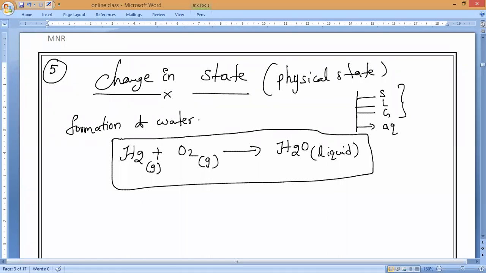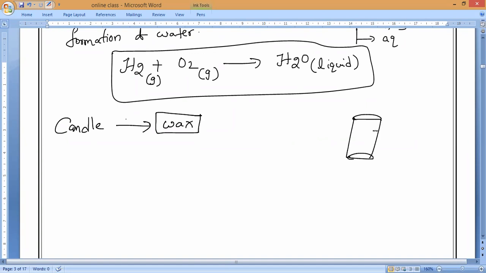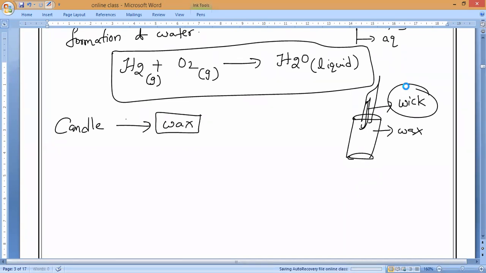Now let us take one more example which takes place in our daily life. Do you all have a candle? Please respond. A candle is made up of wax. Yes or no, guys? All of you should remember this material is called wax, and the thread which is present, which gives the bright light, we call the wick. Now consider the wax. We are not talking about the combustion reaction of candle wax, it is a characteristic of change in state only.